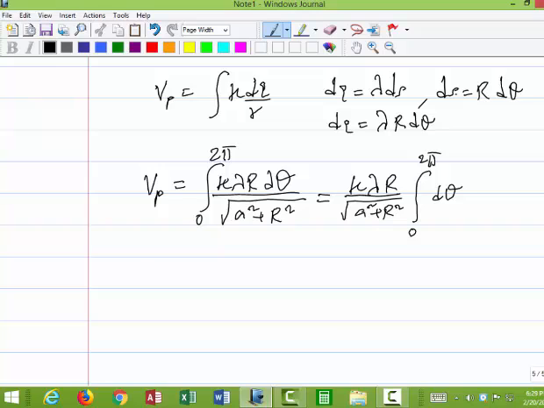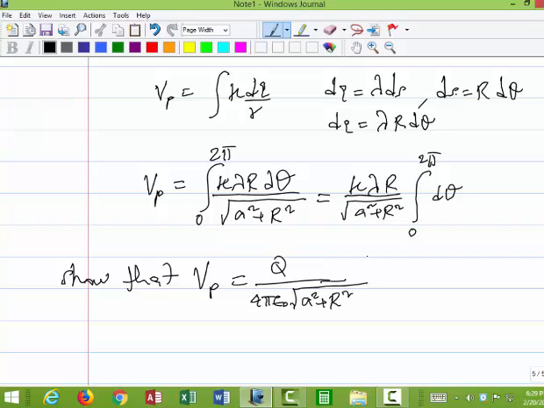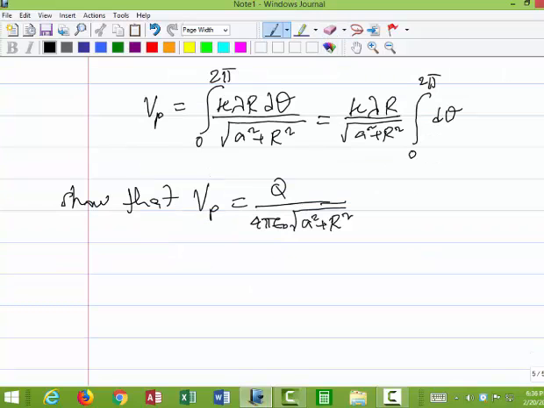Take it from here, do the integral and write the formula. Show that the potential at some point P is equal to Q over 4 pi epsilon naught square root of A squared plus R squared. From here you should be able to show that. Okay, let's take a look. So the solution is this.